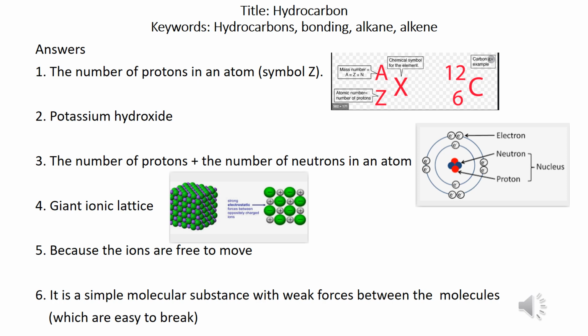Okay, so question number 6. Explain why methane has a low melting point. It is a simple molecular substance with weak forces between the molecules, which are easy to break.